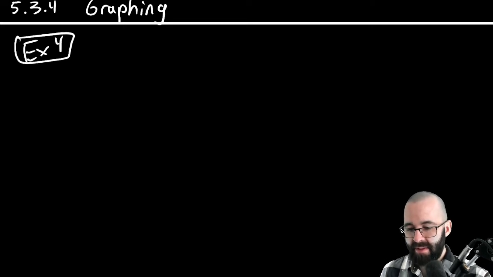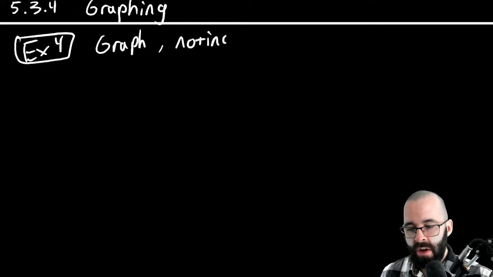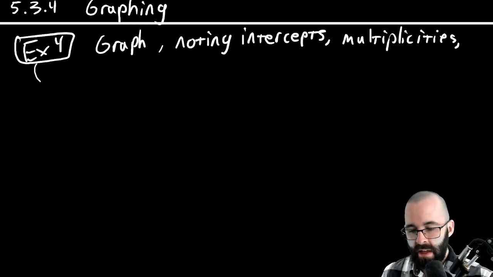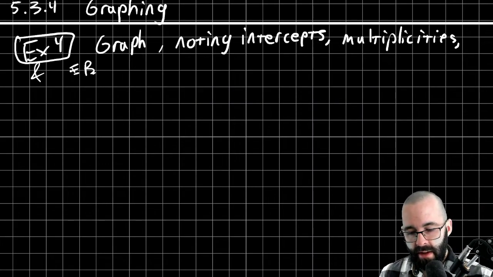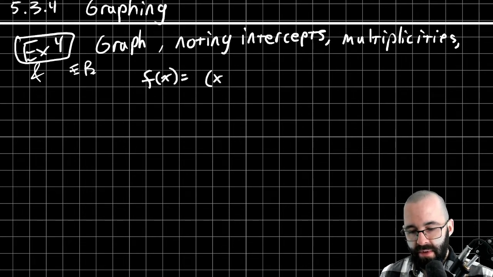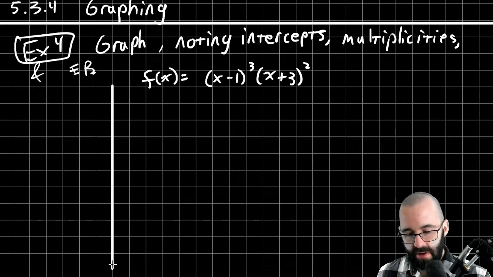Example 4. Graph the following, and then noting the intercepts. These are all the things you need to include on your graphs. The intercepts, the multiplicities, and the end behavior, which I'm abbreviating as EB. And then this will be our function, f of x equals x minus 1 cubed times x plus 3 squared. And let's graph it over here.